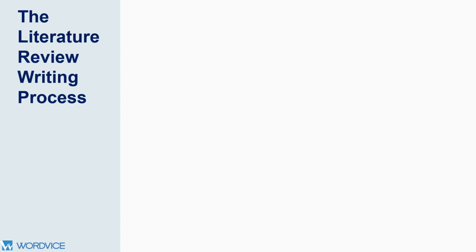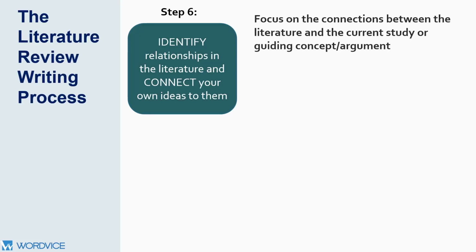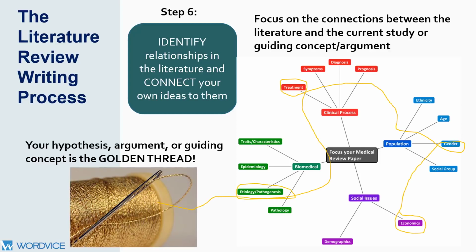The final step in the literature review process is to identify relationships in the literature and develop and connect your own ideas to them. This is essentially the same as the previous step, but focus on the connections between the literature and the current study, or guiding concepts or arguments in the paper, not only the connections between the works themselves. Examining these concepts is almost like doing a study in itself, pointing to the most important information from previous studies and drawing possible conclusions from the results of these works. Your hypothesis, argument, or guiding concept is the golden thread that will ultimately tie the works together and give them the importance they wouldn't have had outside of your literature review.